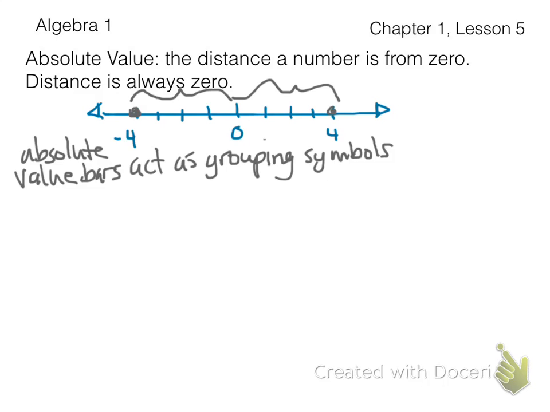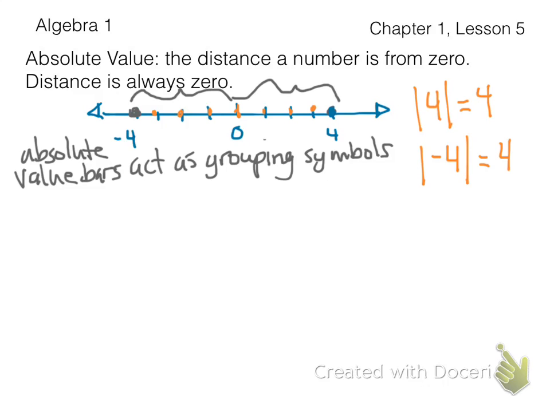So here, if I've got the number 4, right? 4 is 4 units. Let me change color. 1, 2, 3, 4. 4 units from 0. Therefore, the absolute value of 4 is 4. And then negative 4 is 1, 2, 3, 4 units from 0 as well. Therefore, the absolute value of negative 4 is 4 as well.